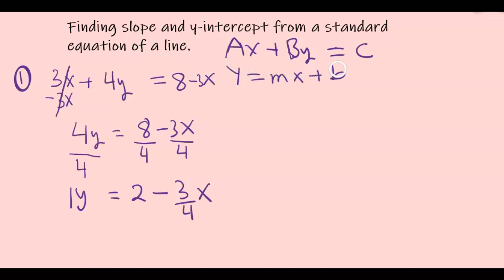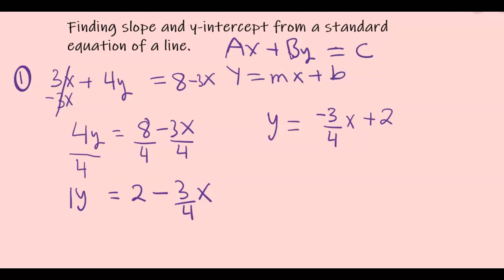Okay, we want to make it look like this. So here we can just reposition. We can reposition this first, and then here, and then it will look like this. So 1y is the same as y. We are writing the negative 3 over 4x, and then the 2 was positive, so here it is going to be plus 2. So now we have been able to rearrange it to look like y equals mx plus b.